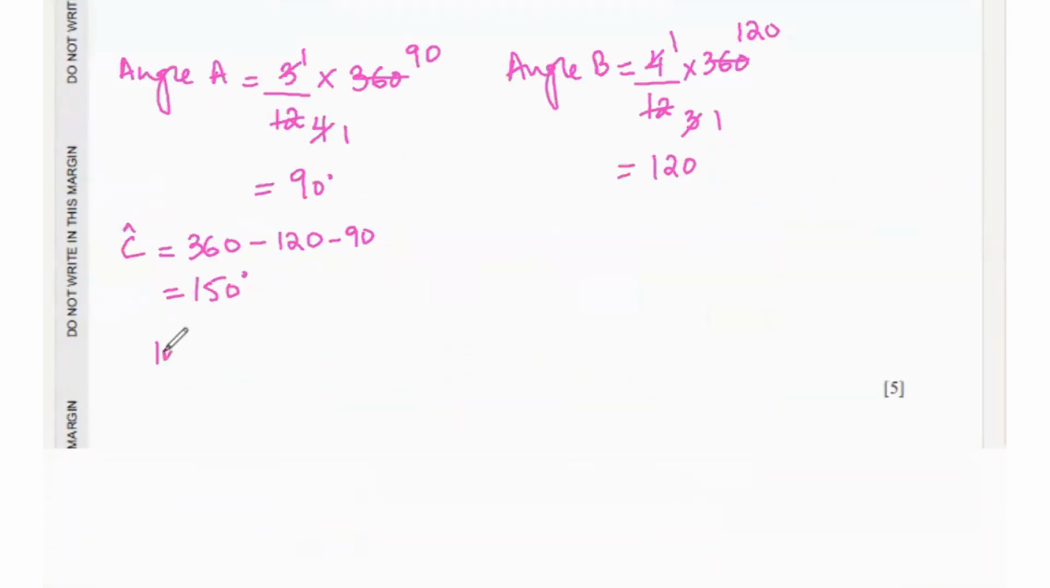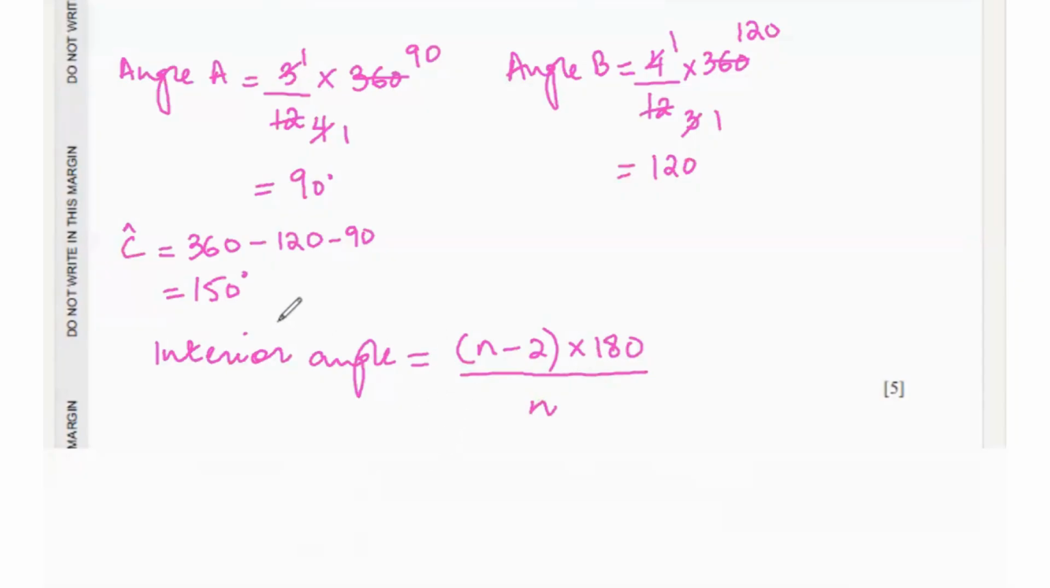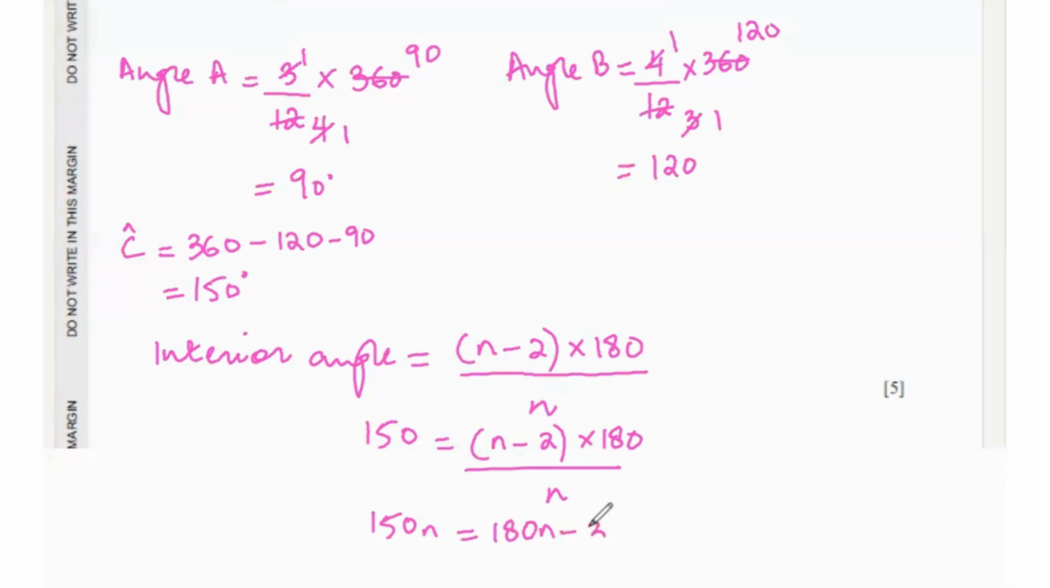Okay, so interior angle is (n minus 2) times 180 over n. So for polygon C, 150 equals (n minus 2) times 180 over n. Cross multiply: 150n equals, expand the bracket, 180n minus 360.